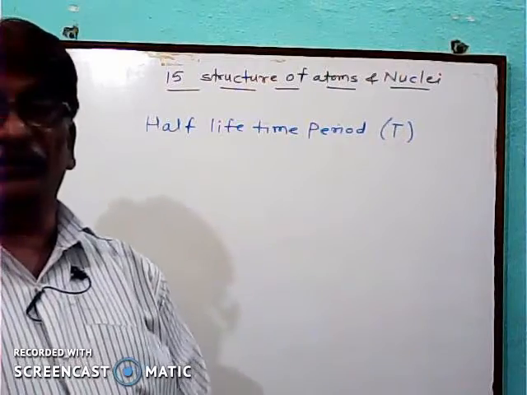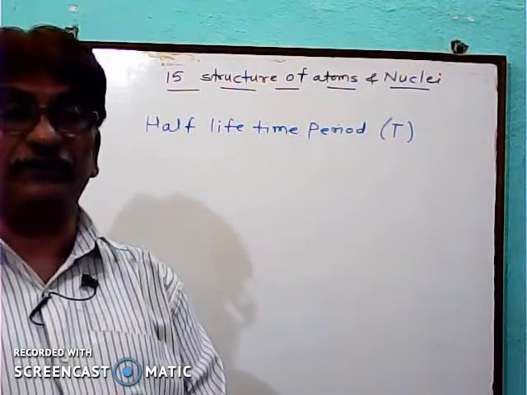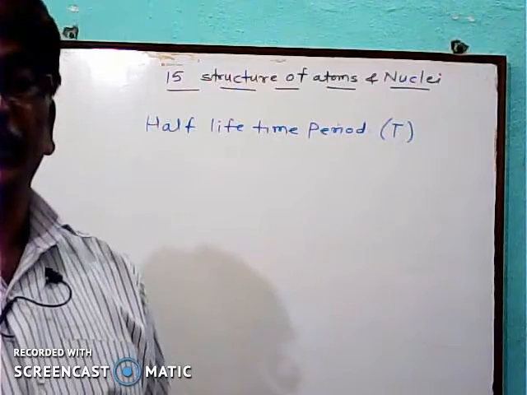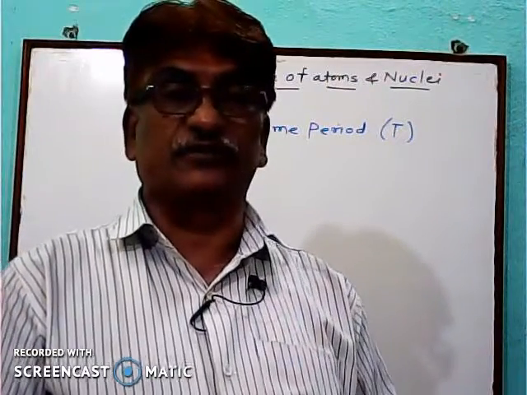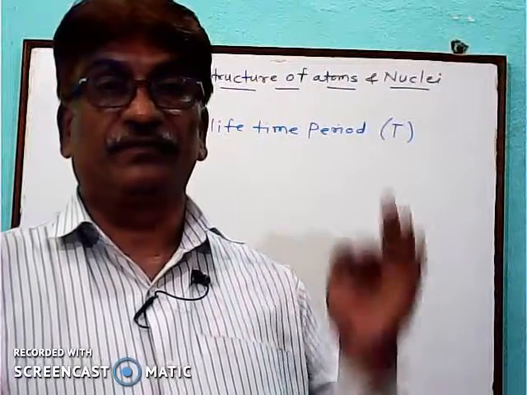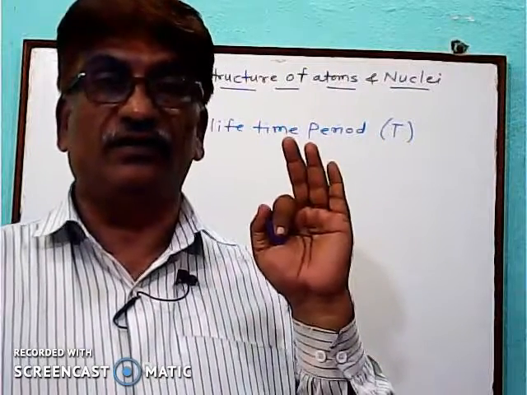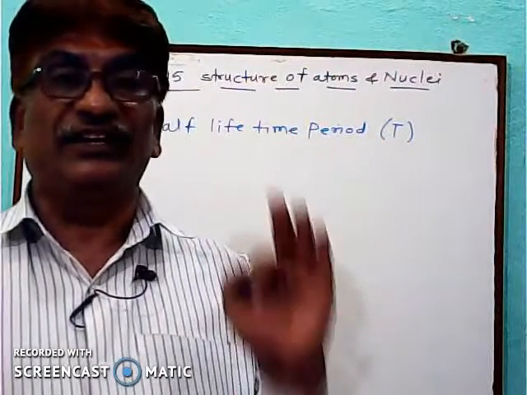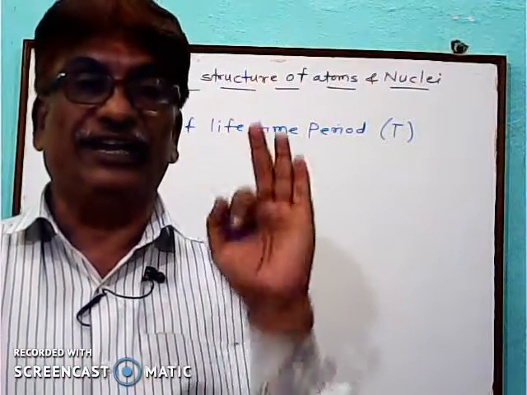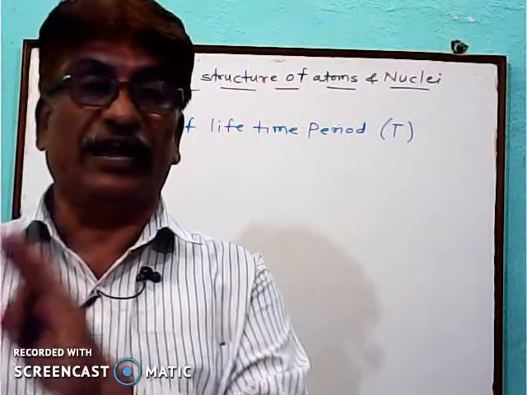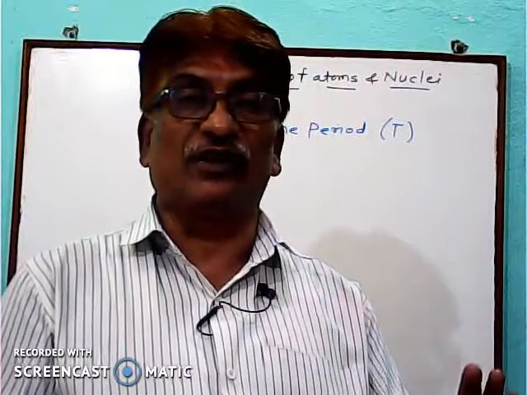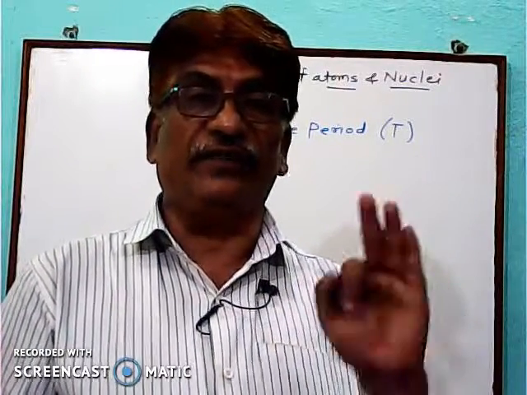So the definition of this half-life time period will be: it is the time taken by a substance to decay, to disintegrate half the number of initial atoms, or half of the initial number of atoms. Such a time period is called the half-life time period.